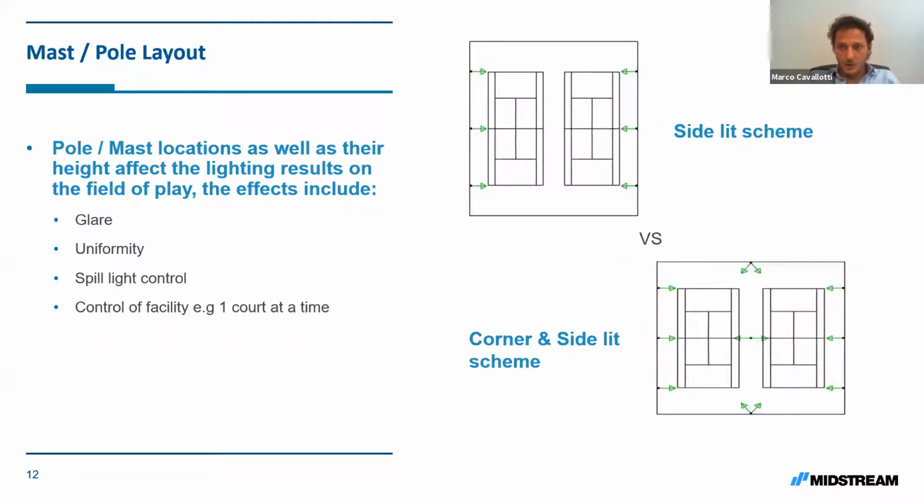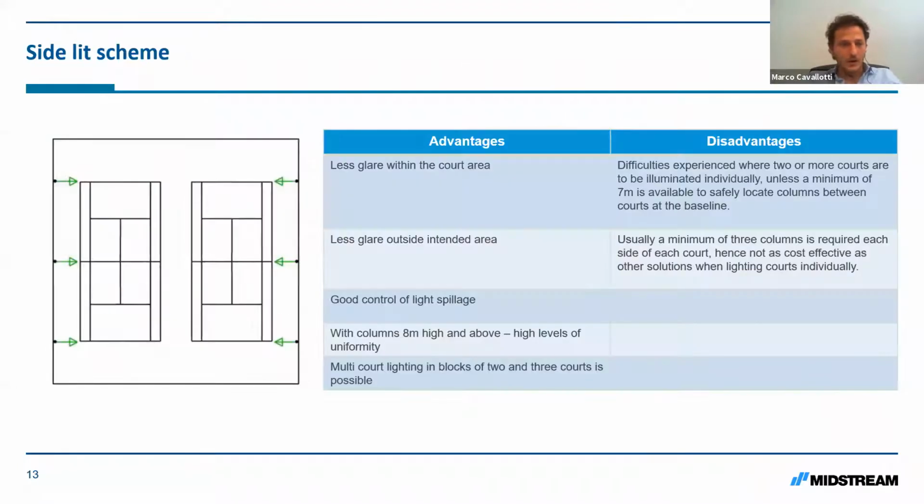The first one I'm going to show you is the side-lit scheme. As you can see here, it's based on 6 poles, 3 for each side, located at the sides of the courts. Some of the advantages of this layout are that you can reduce the glare for the players, because you won't have any floodlights facing directly at the players. So the main beam of the floodlights won't be directly on the players, and you can also reduce the glare outside the court.